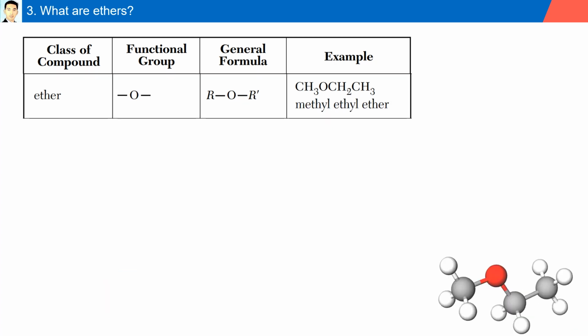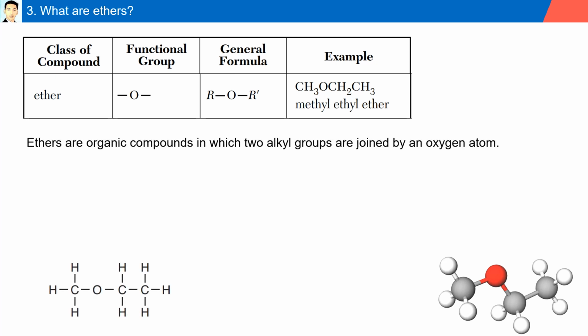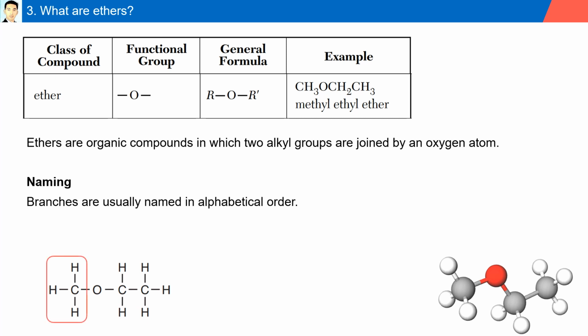What are ethers? Ethers are organic compounds in which 2 alkyl groups are joined by an oxygen atom. When we name these, the branches are usually named in alphabetical order. For example, the methyl and the ethyl will be named alphabetically: ethyl methyl ether.